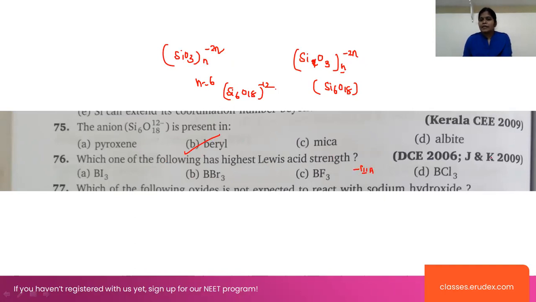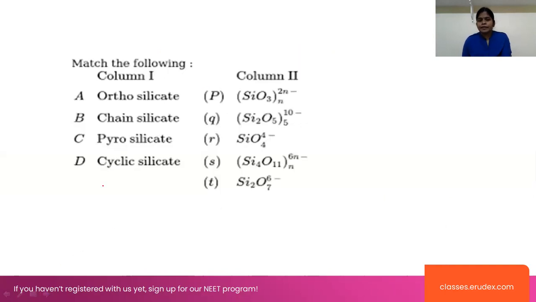We will discuss the third year group, right? Next one is, in this case of orthosilicates, we already know that orthosilicates have the general formula of SiO4 4- units, right? SiO4 4-.